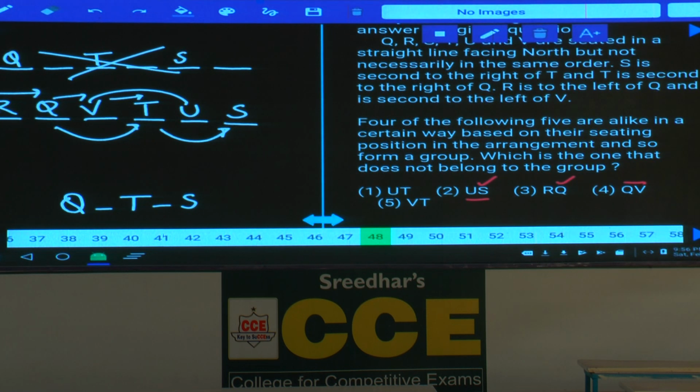U and T, that means T is to the left hand side of U, except in choice 1. And in all the remaining choices, the second person is to the immediate right hand side of the first person, but whereas in the first choice, the second person is to the left hand side of the first person. Clear now? Now this is about choice 1, the odd one out.